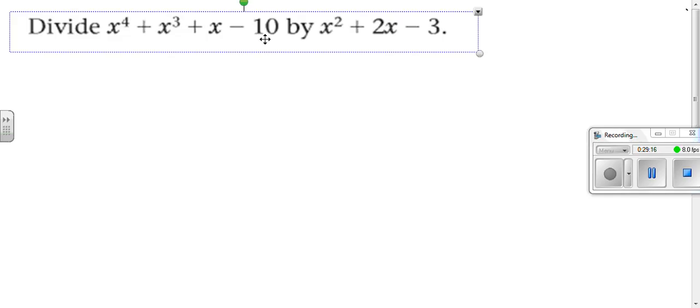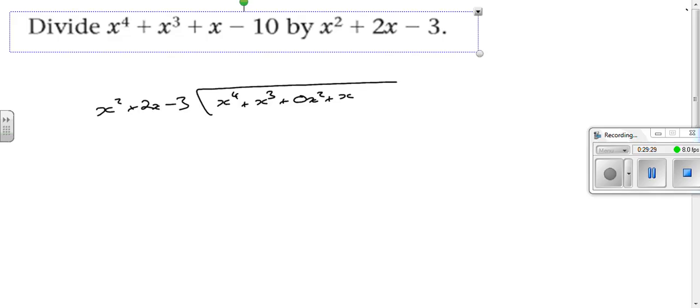Okay, so we can do x to the power of 2 plus 2x minus 3, and we're dividing that into x power 4 plus x cubed plus 0x squared plus x plus 0. What do we multiply x squared by to get x power 4? We need to multiply by x squared. So we're now going to multiply everything by x squared. x squared times x squared is x to the power of 4. x squared times plus 2x is going to be plus 2x cubed, and x squared times minus 3 gives us minus 3x squared. We're then going to do the top line take away the bottom line.